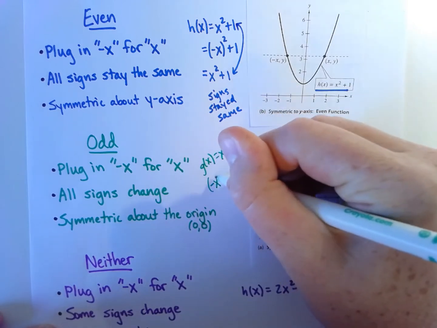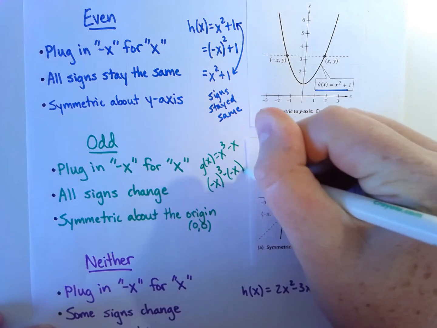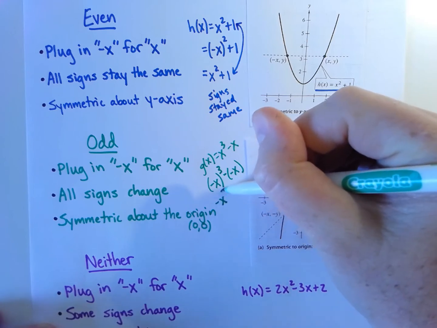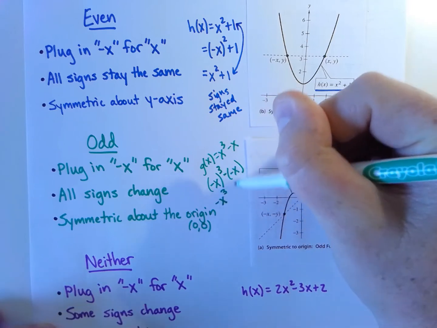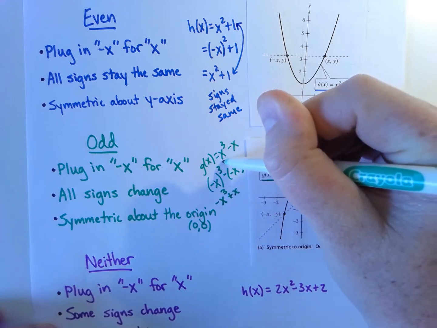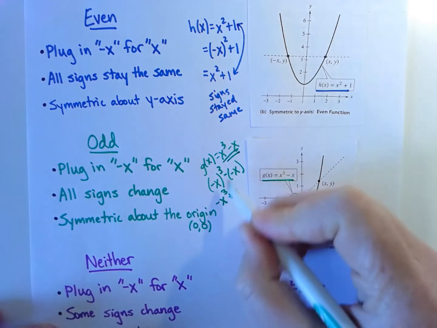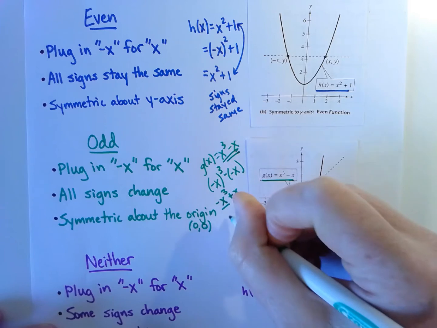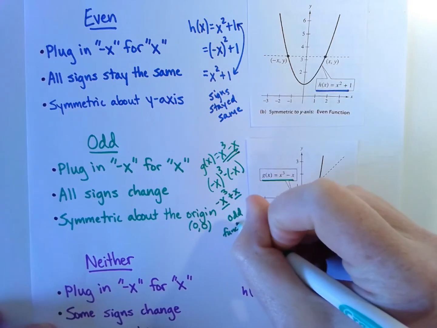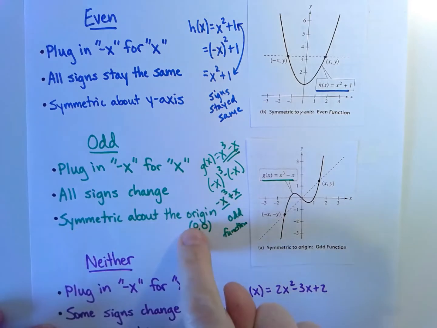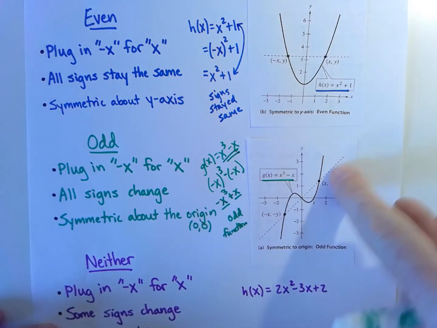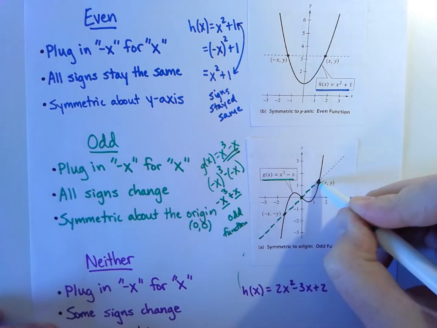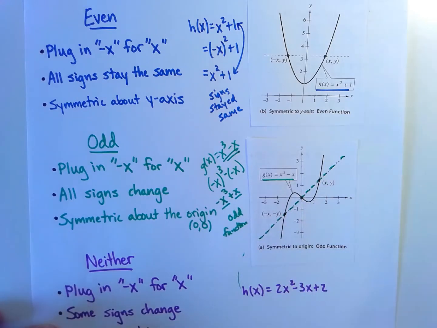So then if we plug in negative x in place of x, notice how negative x cubed now becomes negative x cubed, and then negative times a negative x becomes positive x. So from our original function to after we plug in negative x in place of x, both signs changed. So then this is an odd function. And when we say it's odd, it should be symmetric about the origin. So again, I used a printed example so that it looks really nice and symmetrical about the origin. So notice it's symmetric about this little line right there.